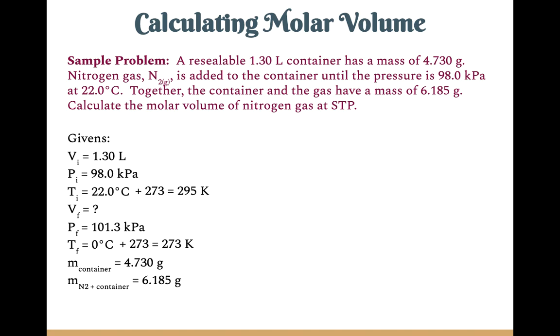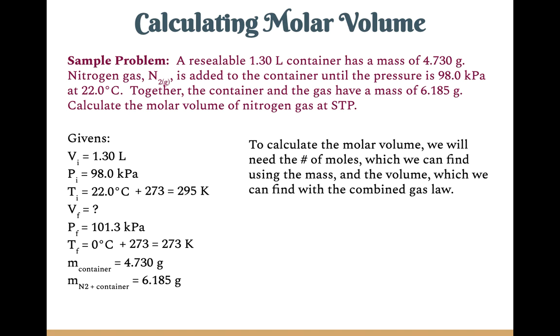The question is asking for the molar volume of nitrogen gas at STP. Molar volume, as we've just talked about, is equal to a volume divided by a mole. So we're going to need those two things: a volume at STP and the number of moles, which is not going to change when the temperature and pressure change. To calculate the molar volume, we'll need the number of moles, which we can find because we have the mass, and we're also going to need the volume, which we can find with the combined gas law. So first, let's find the number of moles.